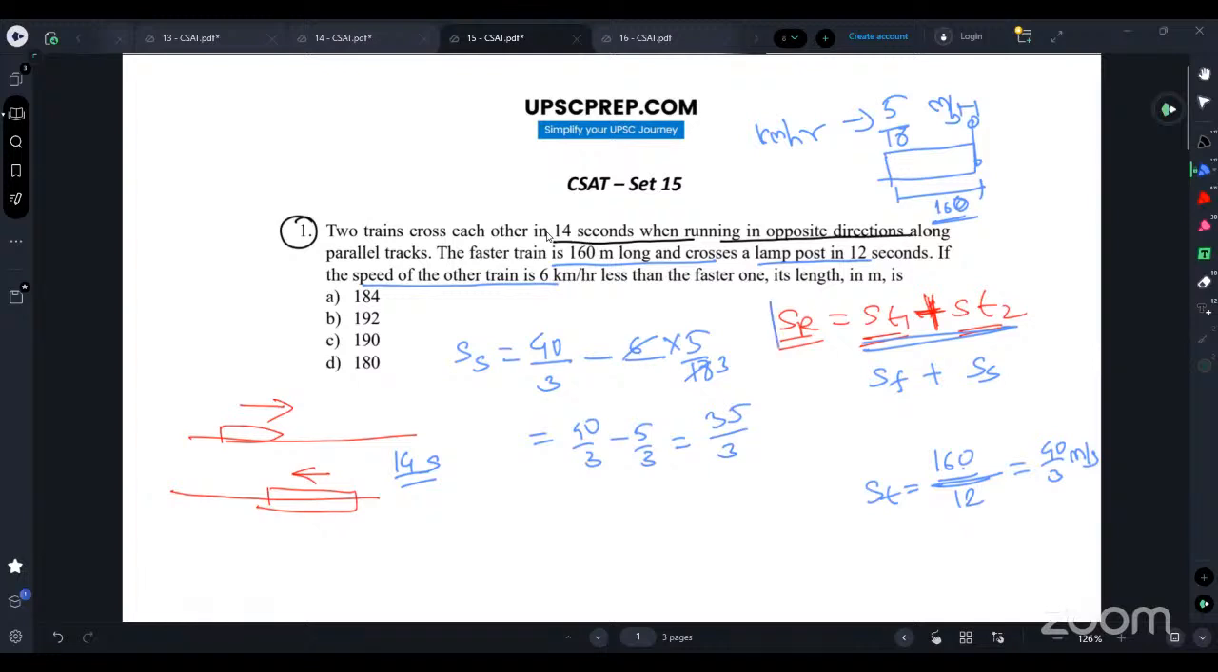Now what do we want to do? We want to calculate the relative speed. So relative speed will be what, guys? Speed of fast train 40 by 3 plus speed of slow train 35 by 3. So that will become 75 by 3, which is 25 meters per second.